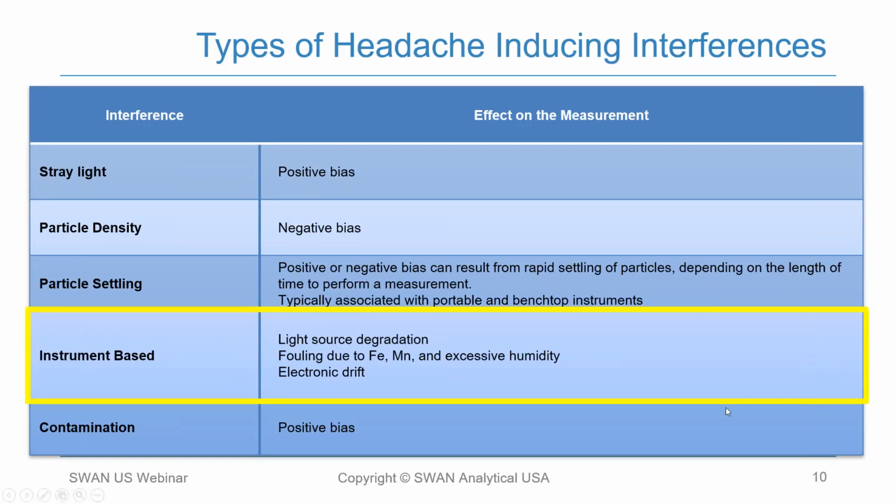Now, there are also instrument-based effects too. So for example, what light source are you using? Is your light source going to degrade all the time? Is there going to be fouling due to iron and manganese and excessive humidity? Is there electronic drift, or noise from the electronics that could cause a bias in the results? And as I said, all manufacturers try to address these issues, but how it's accomplished impacts the cost of ownership to you and the amount of headaches that you encounter to maintain the instrument.